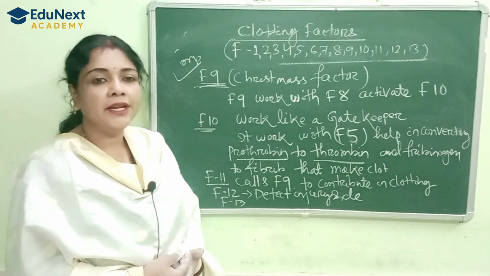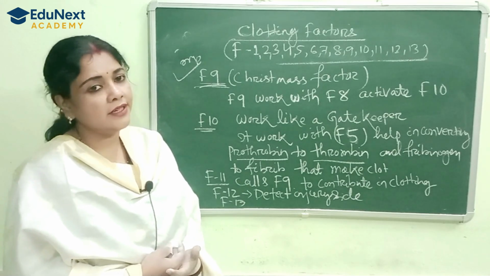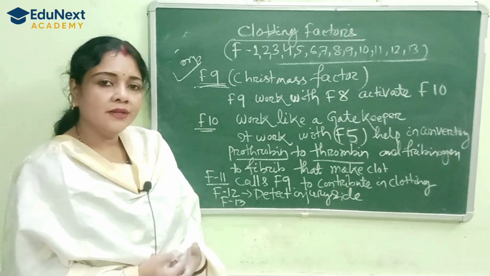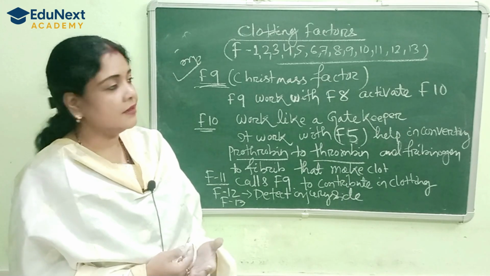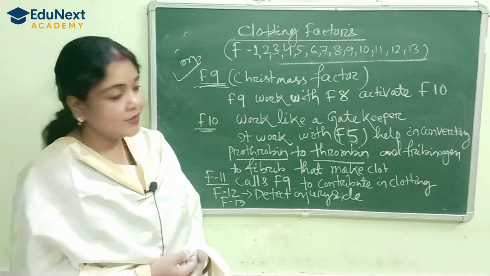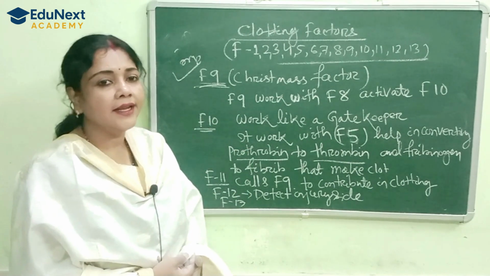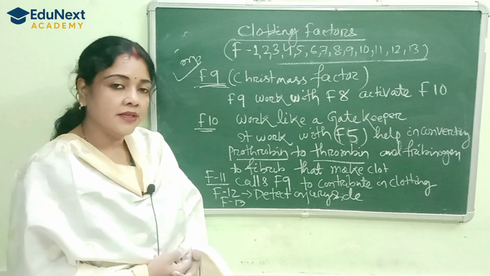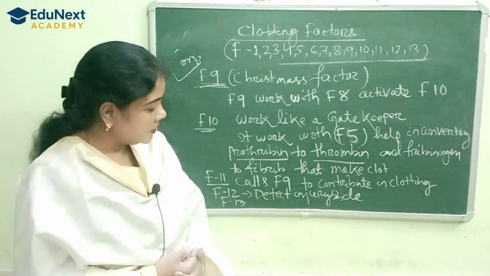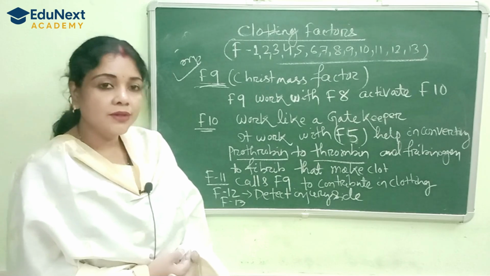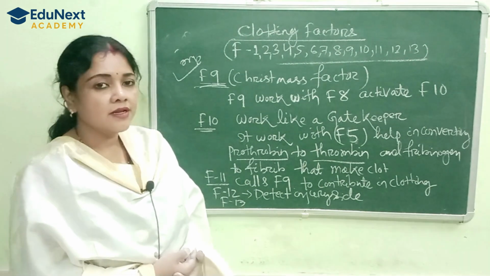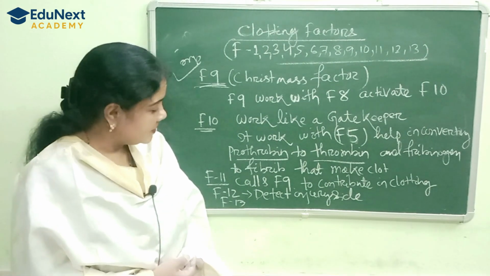Hemophilia A is where factor 8 is missing. Hemophilia B is where factor 9 is missing. So actually F9 and F8 together activate F10. And do you know why F10 is important? Because F10 works like a gatekeeper. It works along with F5 to convert prothrombin to thrombin and fibrinogen to fibrin, which are the main important factors for the clotting process, right?